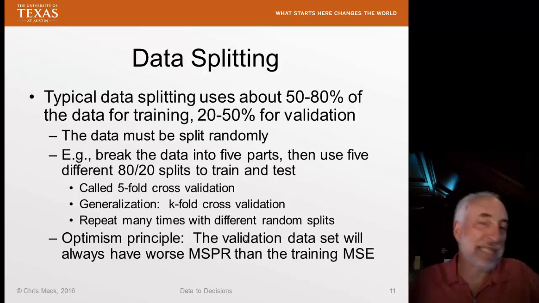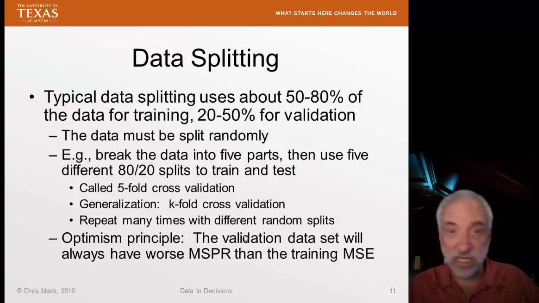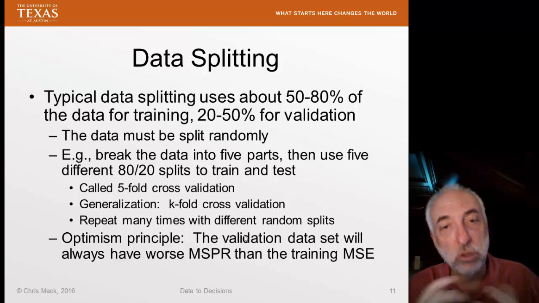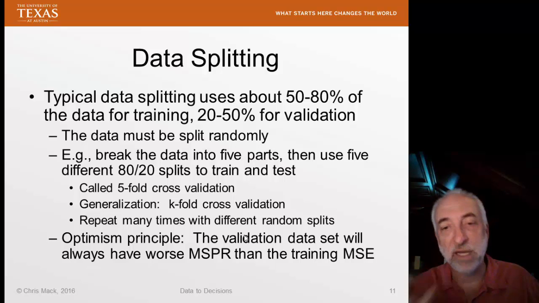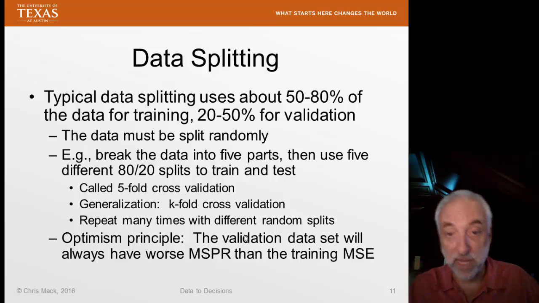And in general, we can split it up into K parts, whatever K you decide to pick, and then you have K-fold cross-validation. But because we picked these parts randomly, we can in fact repeat this many times, with many different random splits, and get a lot of good statistics on how well your model predicts these random splits or pieces. Keep in mind, however, the optimism principle. The validation data set is always going to have a worse MSPR than the training MSE, and we're going to look for how much worse they are.